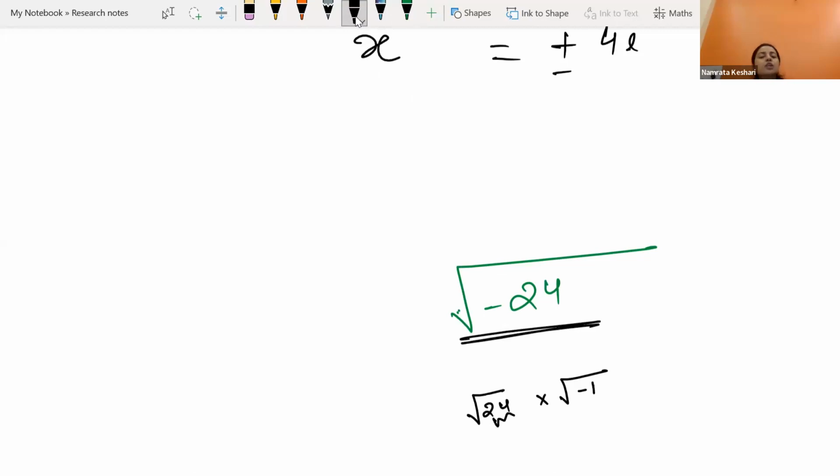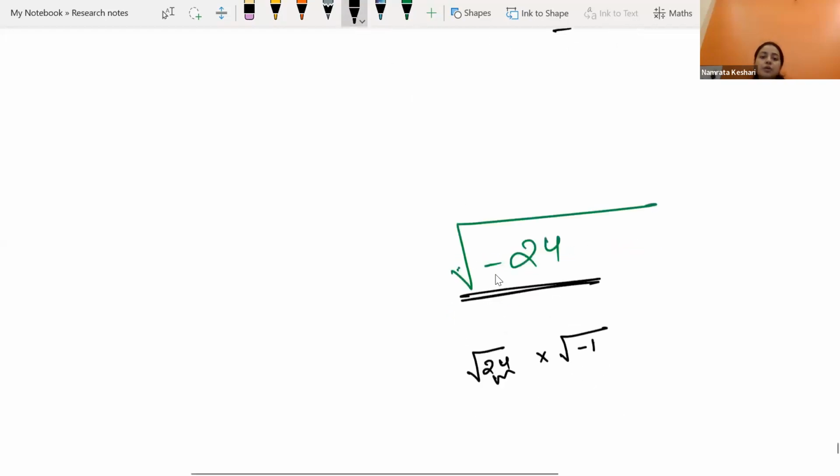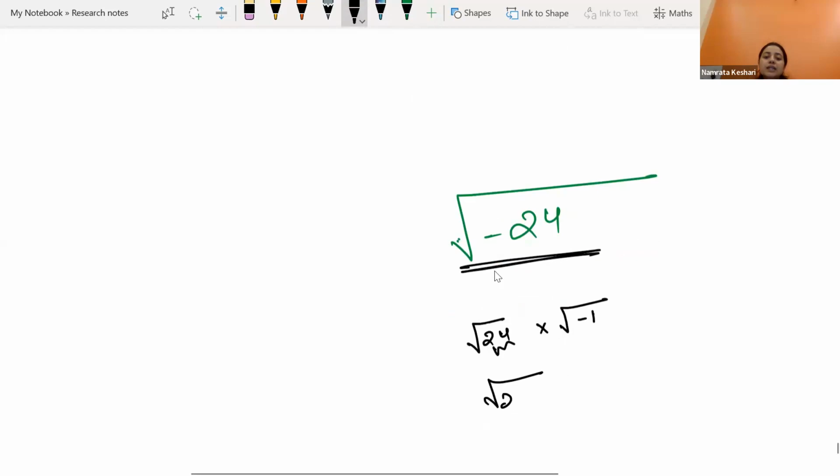So 24 will not come out from the root sign. It's not a perfect square number. We will keep it like this, or if you want to write the simplified form after doing the prime factorization, you can do, but completely it's not a perfect square number. This root minus 1 will be i. Are you getting it, Ali and Alina?